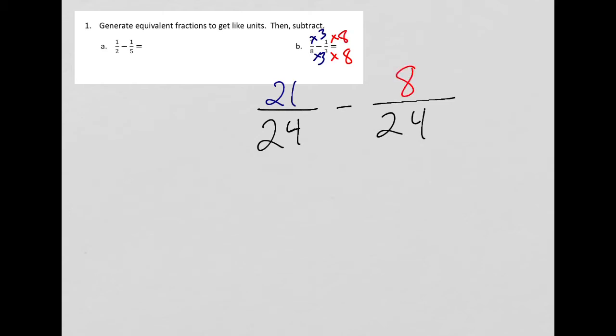Now I'm just going to subtract straight across. The 24 stays the same, but 21 minus 8 is going to give me 13. So 7/8 minus 1/3 is 13/24.